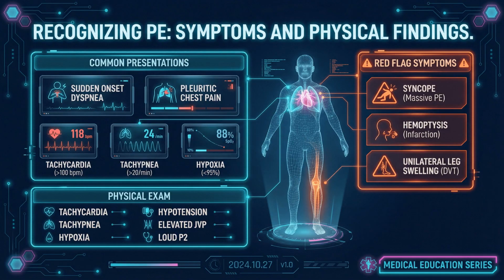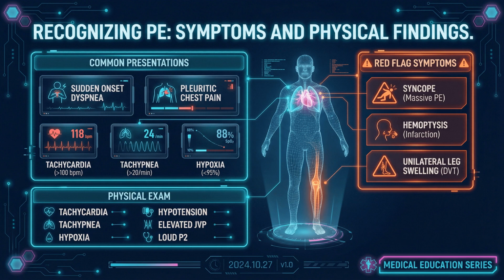Let's focus now on how to recognize pulmonary embolism through its clinical presentation and physical findings. PE often presents abruptly, with sudden onset dyspnea being the most common symptom. Patients typically describe a sharp, pleuritic chest pain that worsens with inspiration. These symptoms reflect the sudden obstruction in the pulmonary vasculature and the resulting lung irritation. Vital signs frequently reveal tachycardia and tachypnea. Heart rates over 100 beats per minute and respiratory rates above 20 per minute are common. Hypoxia is also frequently present, with oxygen saturation often dropping below 95%, signaling impaired gas exchange.